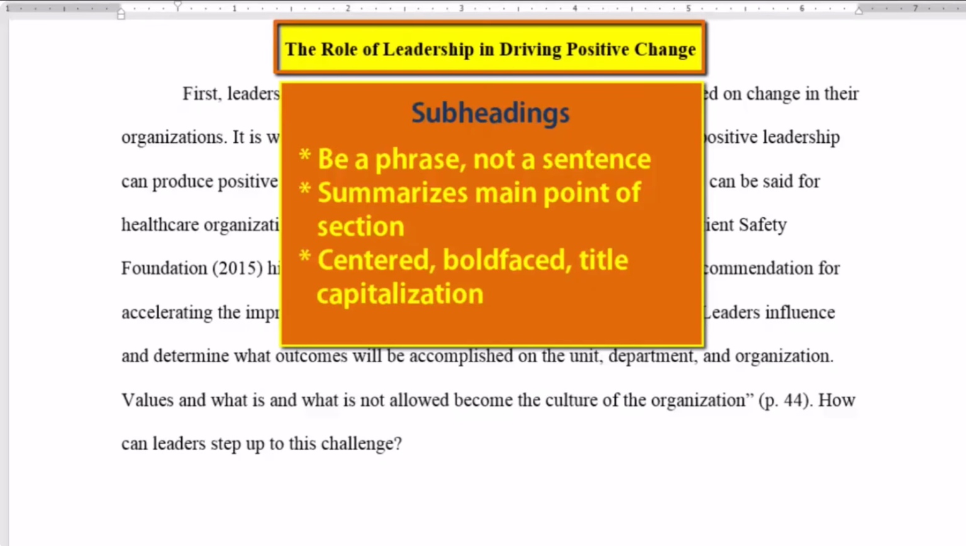Next, notice the format of the subheading. It's centered on the page, bold-faced, and uses title capitalization, which means the first and last words are always capitalized and any major word in between, unless it's an article or preposition like of or in.